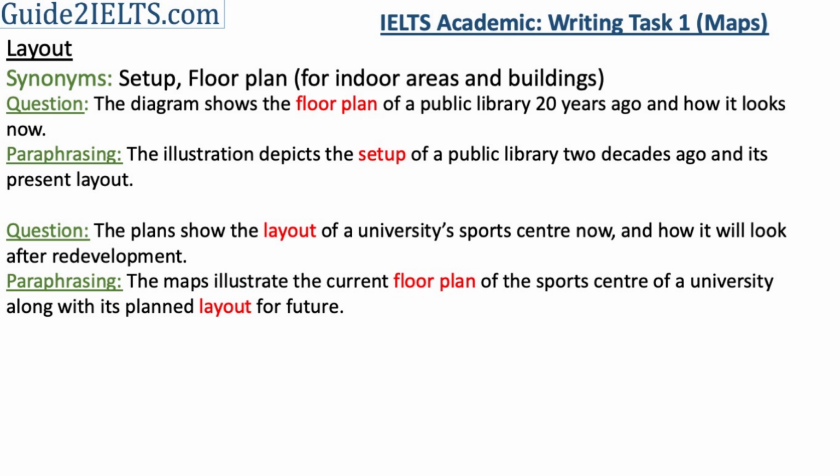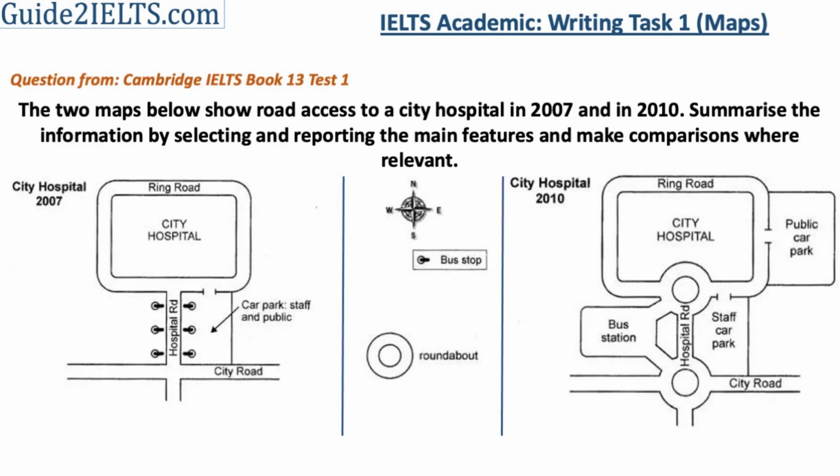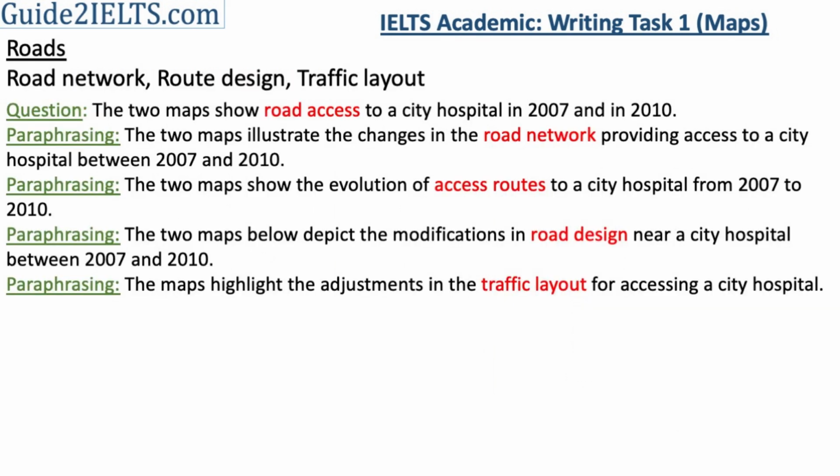Setup and floor plan are used for indoor areas or buildings. Plan and blueprint are two words which can be used when writing about future or planned development. So whenever future development of a place is mentioned in the map, we can use these two words. The map questions also sometimes mention the roads in an area. An example is this question. Terms like road network, route design, and access routes can be used here. Here are a few different ways of paraphrasing this question.